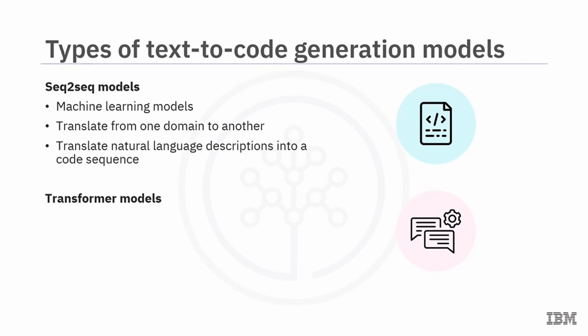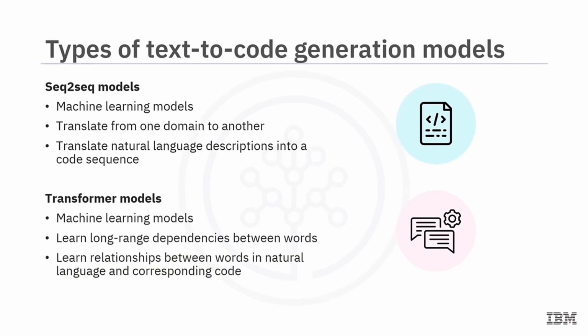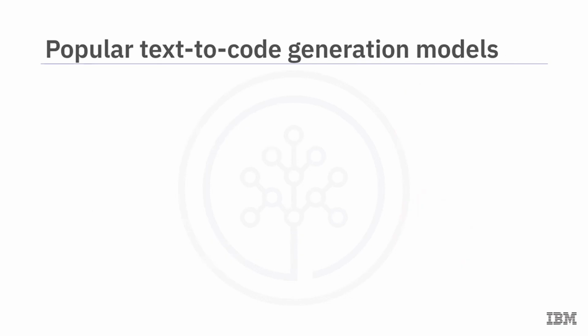Transformer models are also a type of machine learning model that can learn long-range dependencies between words. In the case of text-to-code generation, the model is trained to understand the relationships between the words in a natural language description and the corresponding code. Several popular text-to-code generation models exist within the sequence-to-sequence and transformer model classifications. Let's look at some of them.